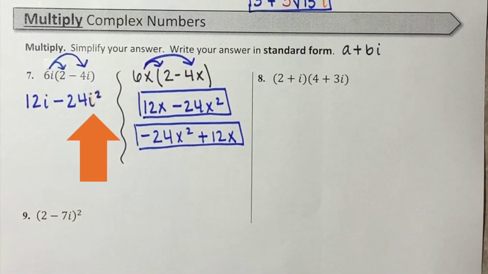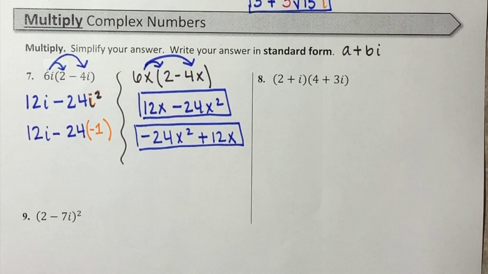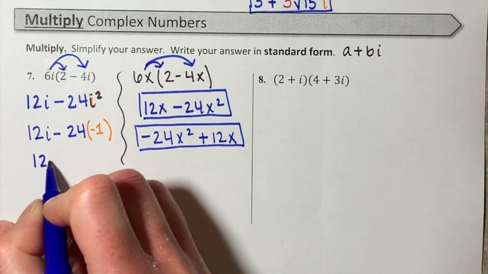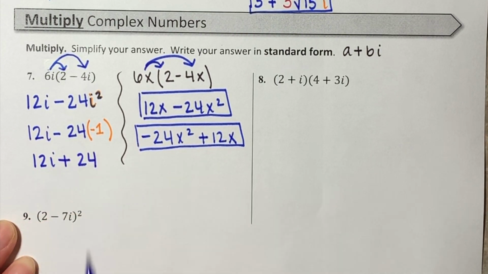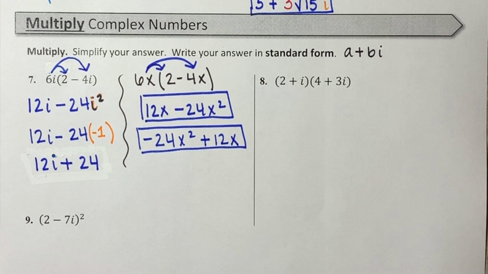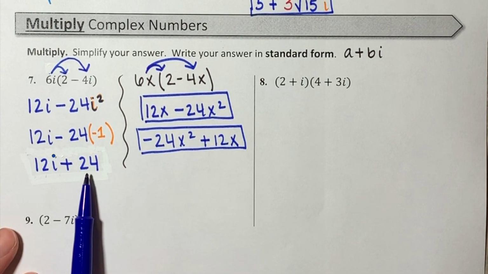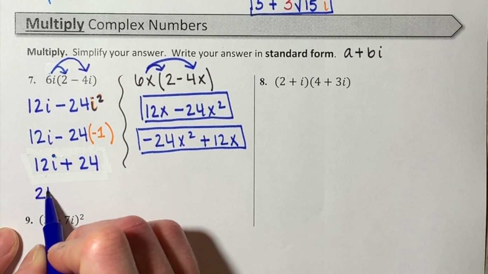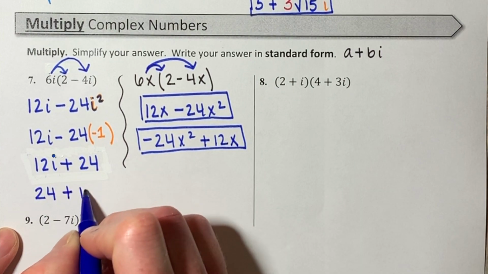So here we see I squared, so let's go ahead and replace that I squared with -1. And then we can simplify this to 12i, and -24 times -1 will give us a +24. Now our answer is simplified as it can get, but it's not quite written in standard form, because remember, for standard form, we're supposed to put the real part first. So let's put the 24 first, and then we're supposed to put the imaginary part second. So we'll put the +12i second.